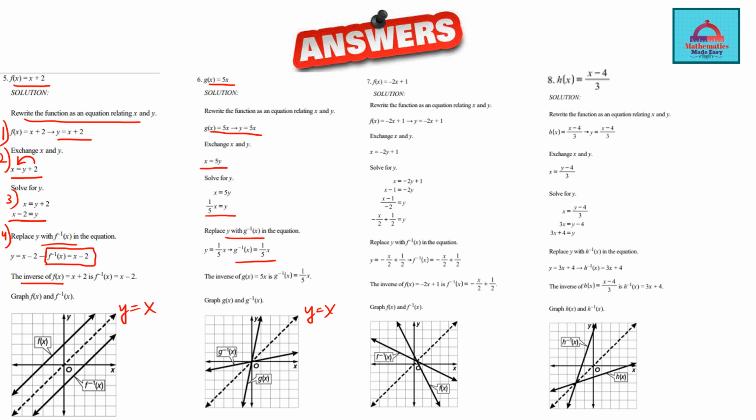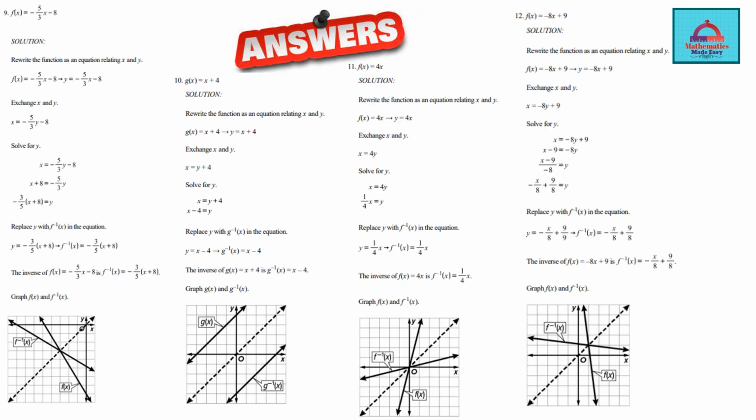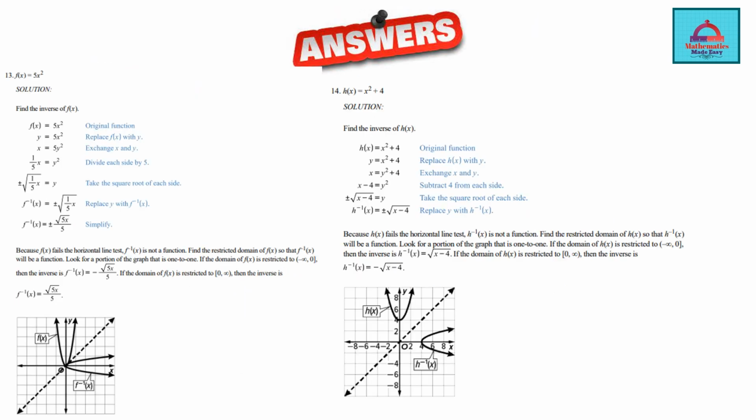In a similar way, you will solve question 7 and question 8. I'm providing here the detailed solution of question 9 to question 12. They are to be solved using the same 4 steps that we have seen, and the graphs are going to be symmetric about the line y equal to x.